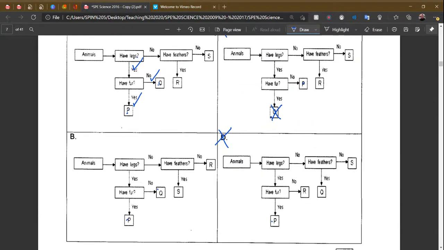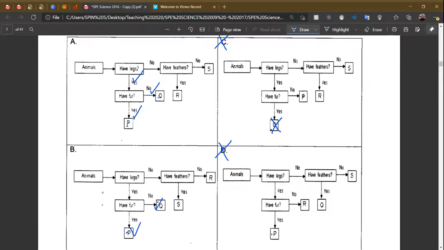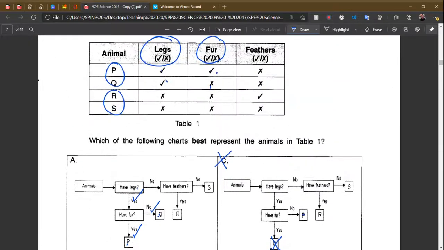Again, this one is correct. This one is also correct. So the choice is now between A and B. Between R and S, both of them do not have fur, both of them do not have legs. So the main difference is that R has feathers.